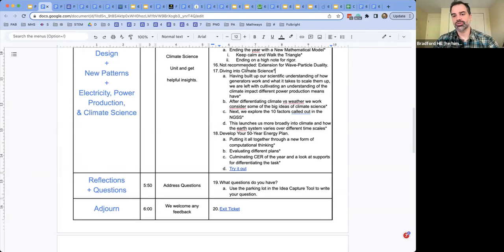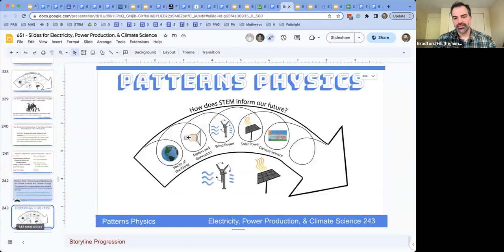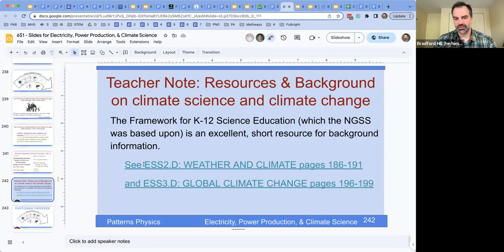So I wanted to slow down here for a second and just show you that in the slide deck. There is a teacher note that has links to the framework for K-12 science education, which is what the NGSS was based on. It's only 5 pages here and 5 pages there, and that's really good.